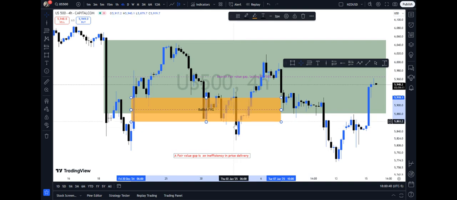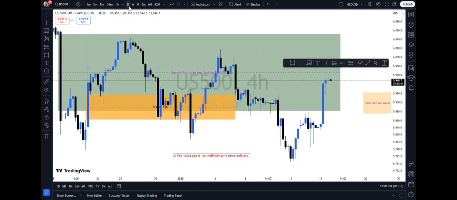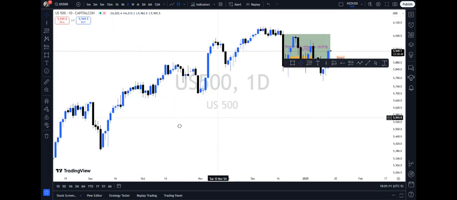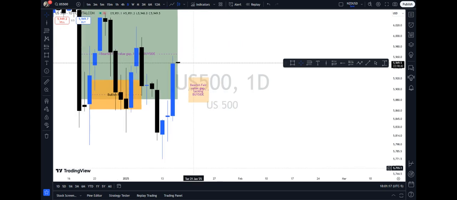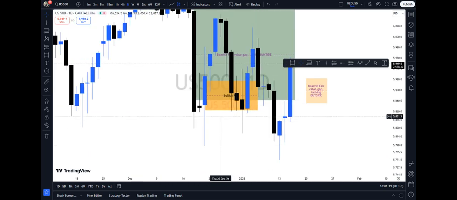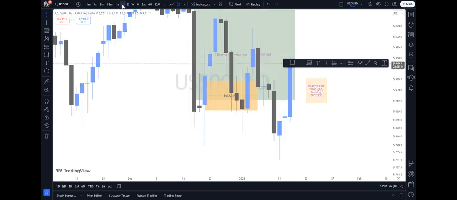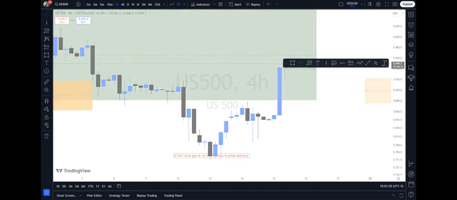Listen to what I'm saying. This wick did the damage, and what happened? The body tells the story. The wick does the damage, the body tells the story. This is the wick I'm talking about. It did the damage while the body does what? Tells us the story.